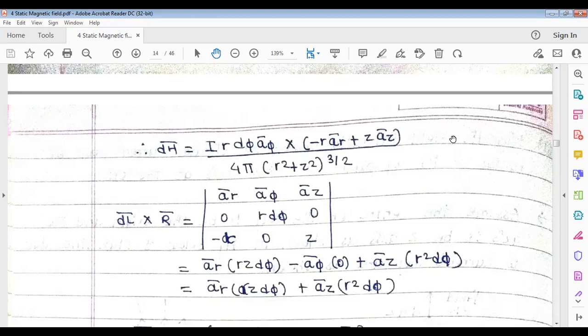Then what will be that unit vector? Minus a bar, the remaining vector will be there, na? Right? A bar phi is here, a bar r is here, so which vector remains? A bar z, right? It will be a bar z. Okay, just wait. I'll share one PPT here, and then I'll show you.